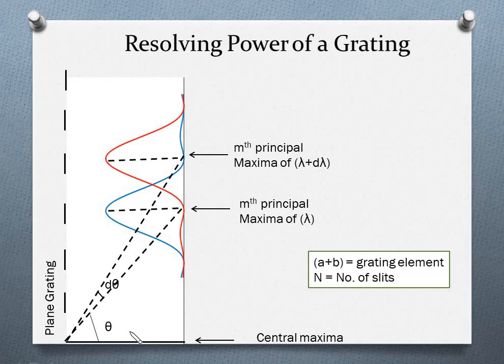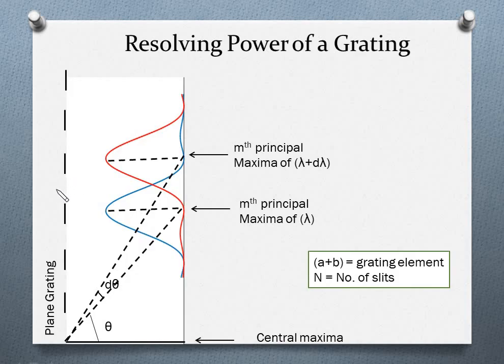These are the two quantities of the grating, the structural property of the grating. The grating element is a plus b, where a is the slit width and b is the opaque space. N is the number of slits present in the grating.